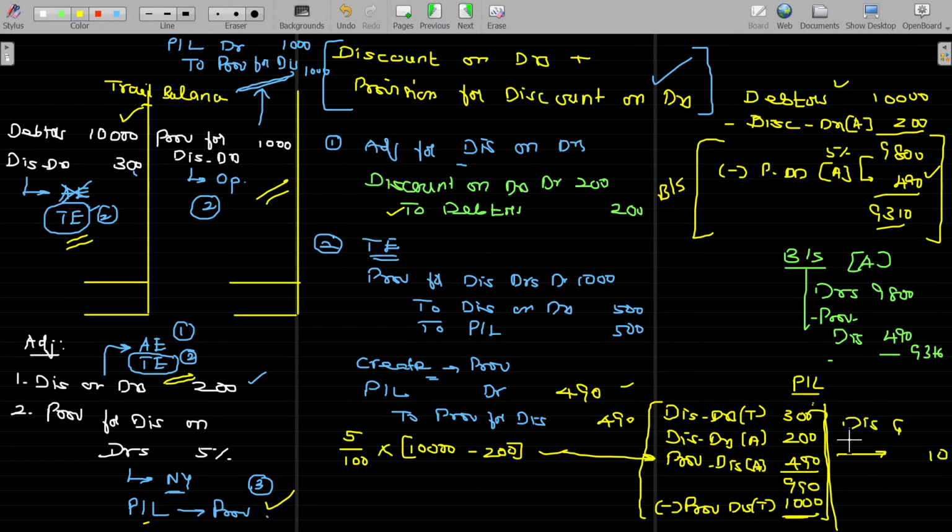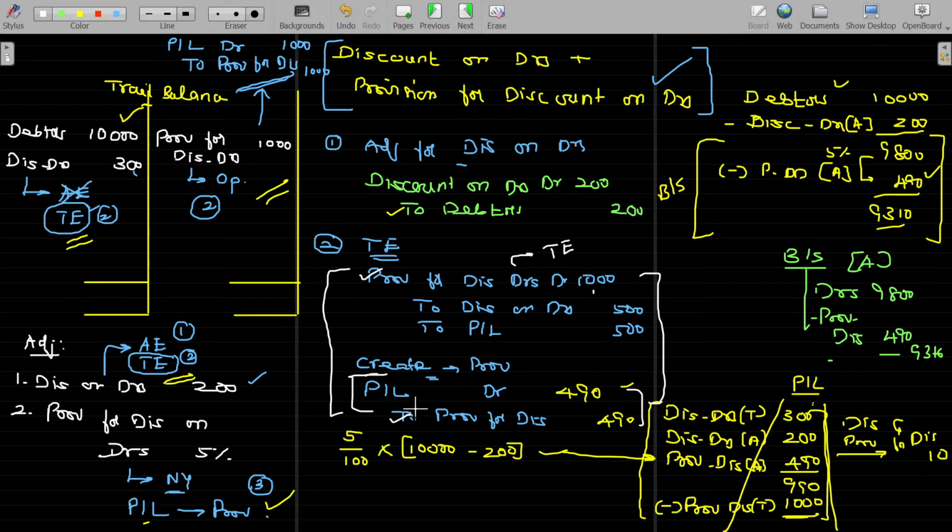Discount and provision for discount, both put together, the value should be 10 on the credit side, not on the debit side. Rather than passing these two entries, you can simply club them. The first entry is transfer, an adjustment entry, and the other is the creation entry. You can club these two and pass this as a single entry. Provision for discount on debtors: debit side 1,000, credit side 490. Ends with 510 only on the debit side.